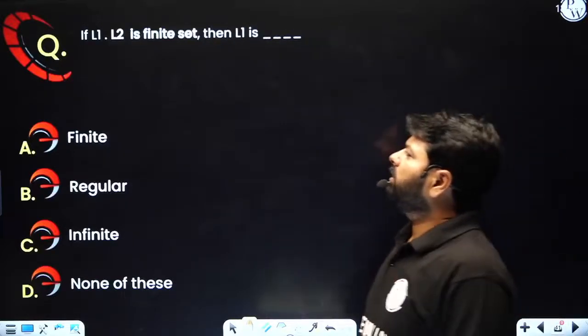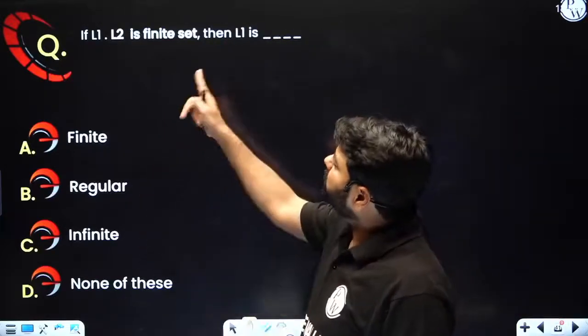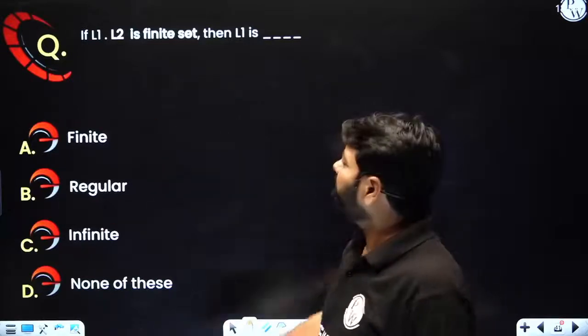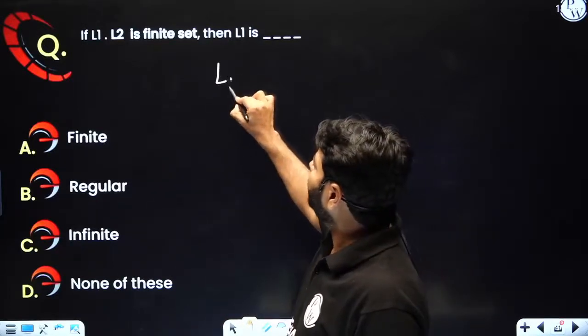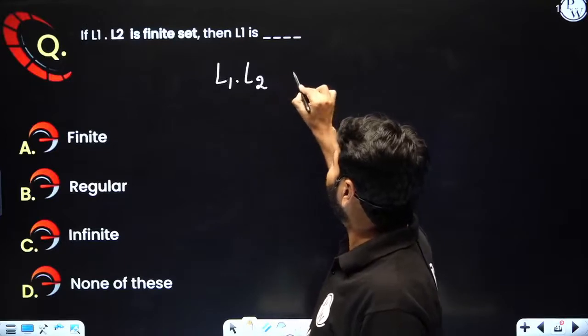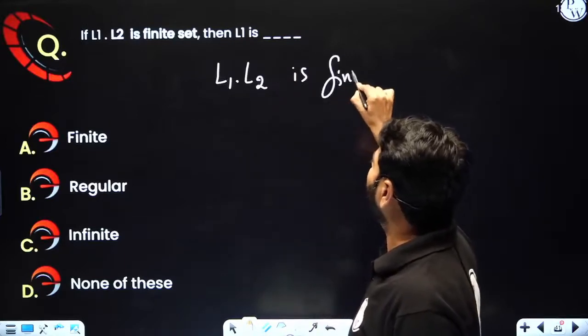Another one: the concatenation of two languages is finite, then what is L1? Okay, so L1 dot L2 is given as finite, but we don't know what L1 and L2 are.